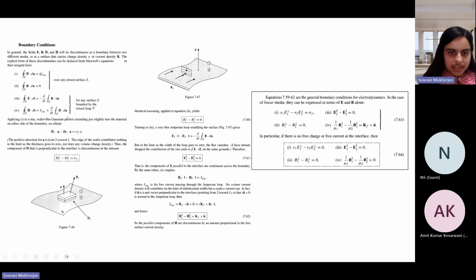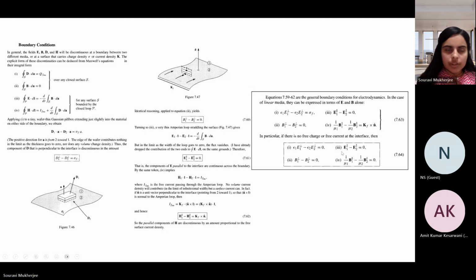And similarly here, you use this relation to say that this is how the parallel components of H are related to the surface current that can be present on the interface. And if there is no surface current, then again this becomes continuous. So this is how you finally reach these boundary conditions, which are very important in deriving the Fresnel coefficients and whatever will come next.